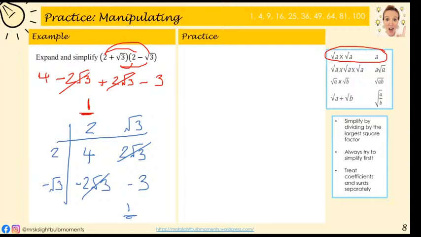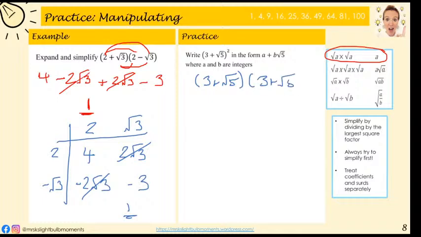Now I'd like you to have a go with this one. It's written a bit differently. It says write 3 plus root 5 all squared in the form a plus b root 5, where a and b are integers. Now don't worry about all the weird wording there. First thing to do when you see a bracket like that squared is you write it out twice. Do this every single time. I even tell my A-level students, write it out. You won't make mistakes then. Okay, so it's just like the first question if you write it out like that. You have a go.